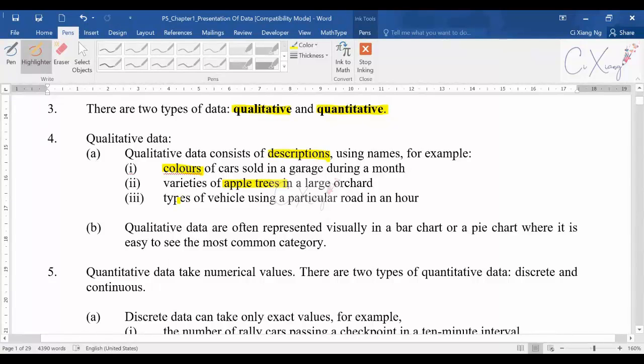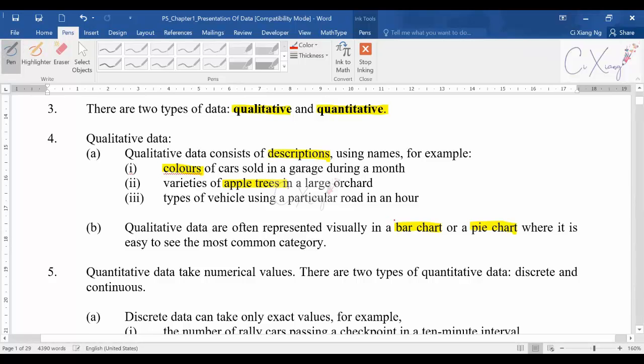Alright, so these are the types of vehicles. You can see the answer is basically in names, not in descriptions. For all the qualitative data, when you want to draw a graph or some summary figure, we usually draw a bar chart or pie chart, where it is easy to see the most common category.